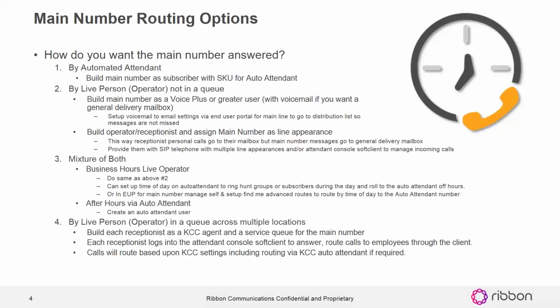Also, you could have a mixture of both. There's a lot of businesses out there that want to have a live operator during business hours and an auto attendant after hours. There's several different ways to do that too. So you can do the same as building an individual main number and receptionist kind of thing. You could absolutely do that. You can also set up an auto attendant to route one way during business hours, and off hours to use the actual auto attendant in a menu choice. So those are some neat things.